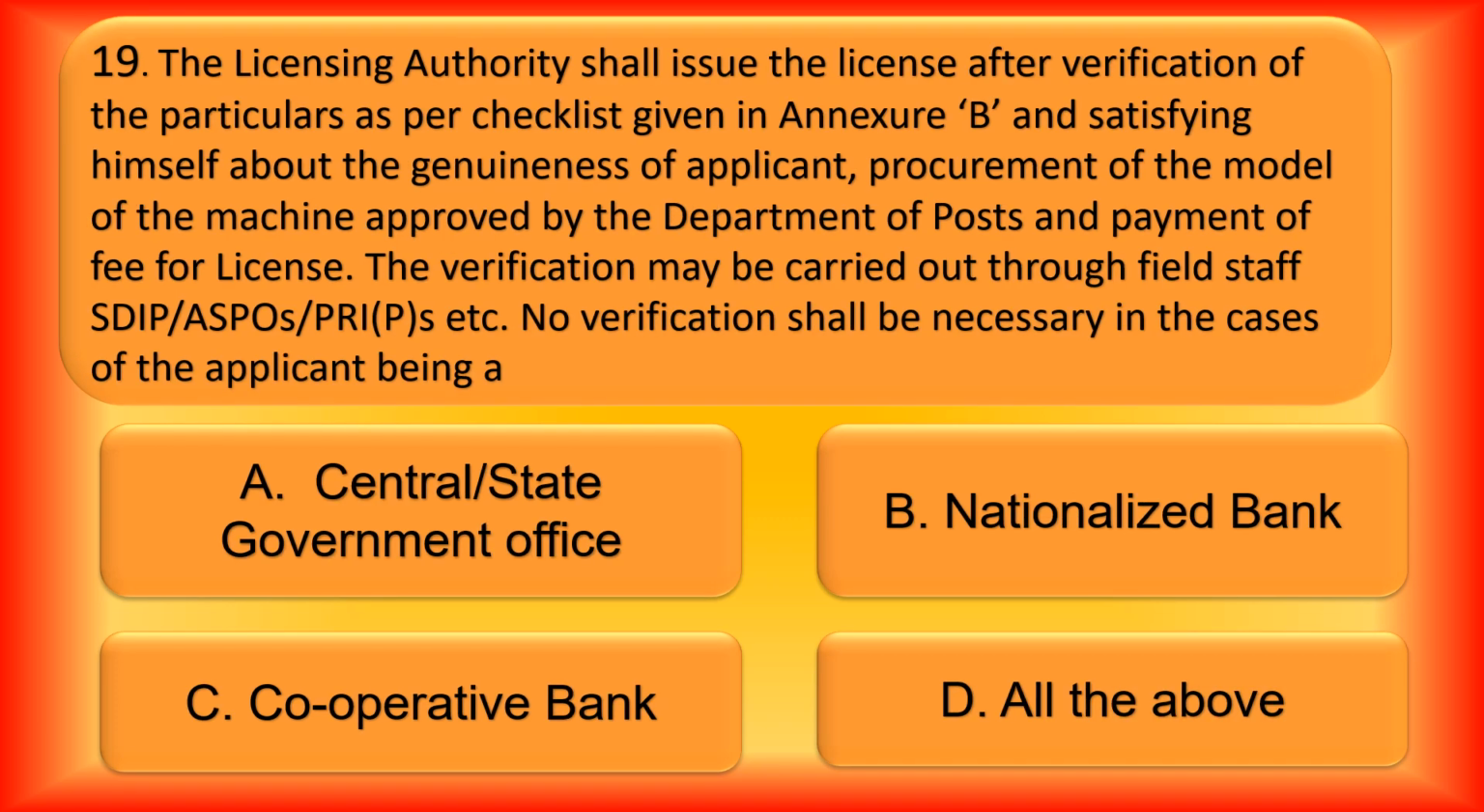Question number 19. The licensing authority shall issue the license after verification of the particulars as per checklist given in Annexure B and satisfying himself about the genuineness of the application, procurement of the module of the machine approved by the Department of Post and payment of fee of license. The verification may be carried out through field staff, SDIP, ASPs, PRIPs, etc. No verification shall be necessary in the case of the applicant being a, option A, central public state government office, option B, nationalized bank, option C, cooperative bank, option D, all the above. The correct answer is option D, all the above.